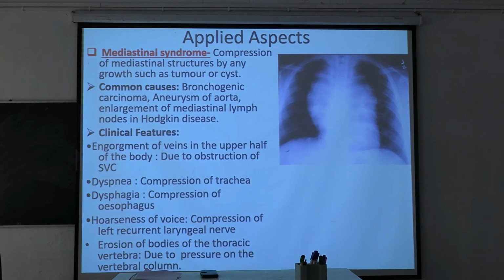Next is mediastinal syndrome. Compression of the mediastinal structures by any growth such as a tumor or cyst will lead to mediastinal syndrome. Common causes are bronchogenic carcinoma, aneurysm of the aorta, and enlargement of mediastinal lymph nodes in Hodgkin's disease. Clinical features: engorgement of the veins in the upper half of the body due to obstruction of the superior vena cava. Dyspnea, due to compression of the trachea. Dysphagia due to compression of the esophagus.